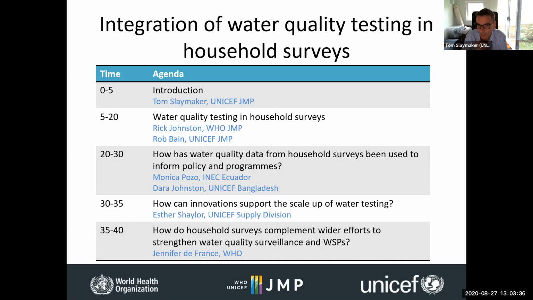We will then address the question of how can innovations support the scale up of water quality testing, and we'll have a presentation from UNICEF Supply Division. And then we will move on and talk about how the data on water quality from household surveys fits with and can complement wider efforts to strengthen water quality surveillance and water safety planning. And we'll have a short presentation from WHO.